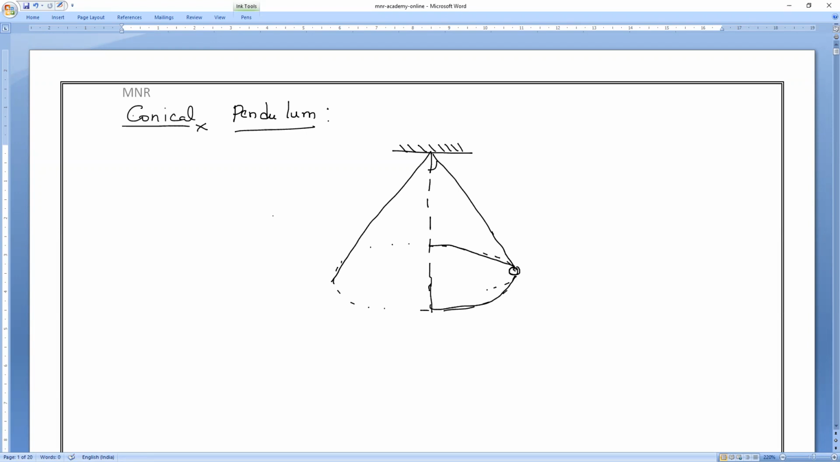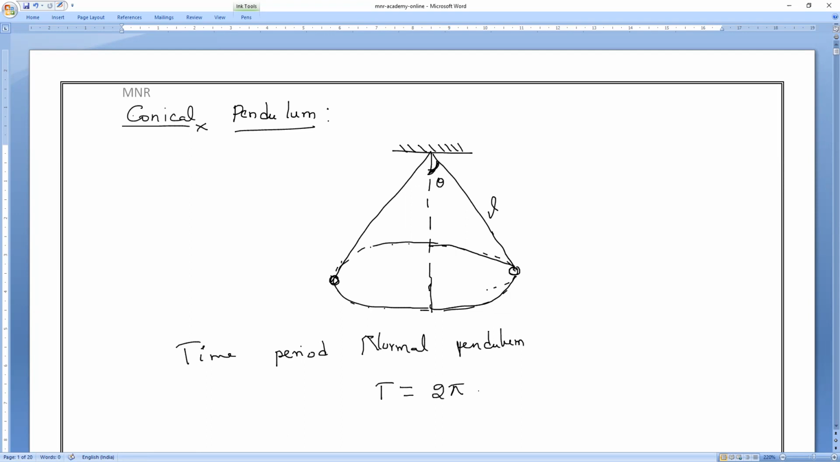Am I right or wrong, everyone? Yes, please. So the string has length L and it is making an angle with the normal, which is theta. Now, let us consider the normal time period. If you take a normal pendulum, yesterday also I taught you, what is the formula? The time period for a normal pendulum equals 2 pi root over L by G.